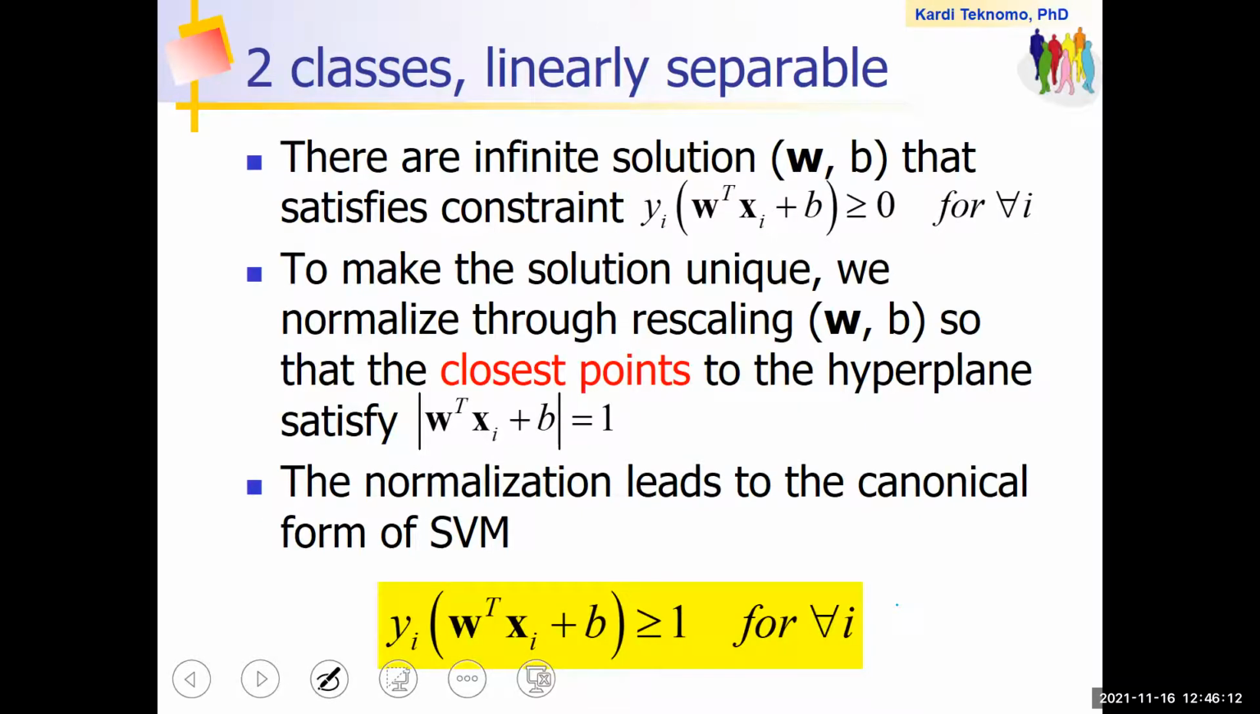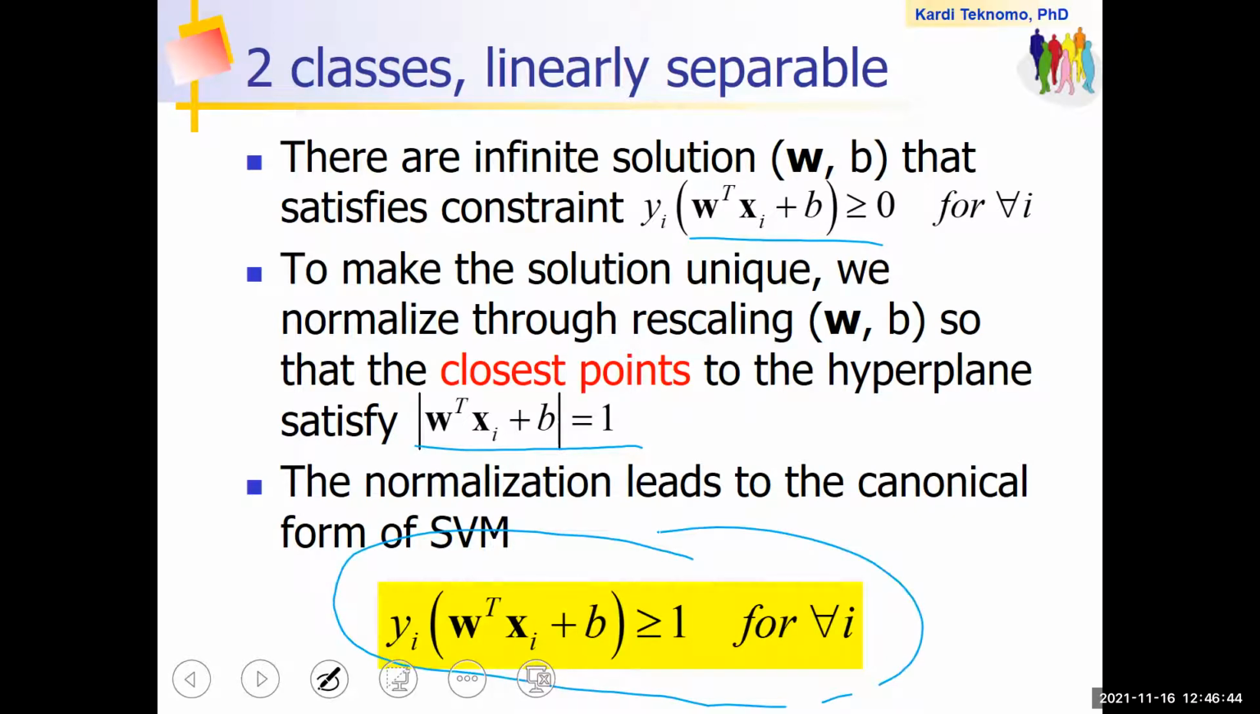So now there are infinitely many solutions of this compact form, right? So to make the solution unique, we need to normalize and rescale so that the closest point to the hyperplane satisfies that the length is one. That's the meaning of normalization here. So that means now I want to get the formula of SVM, which is something like this.